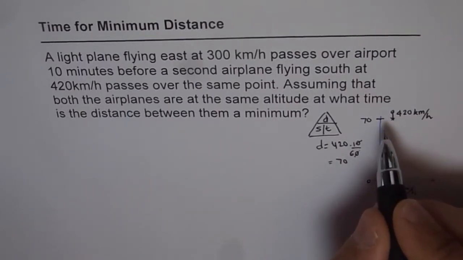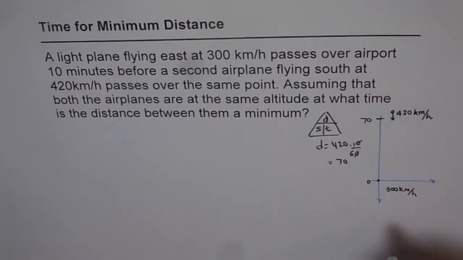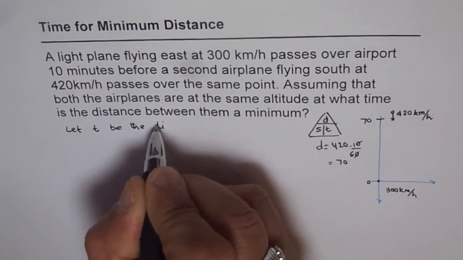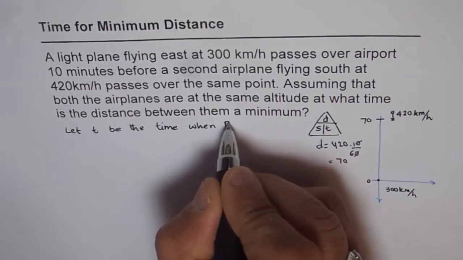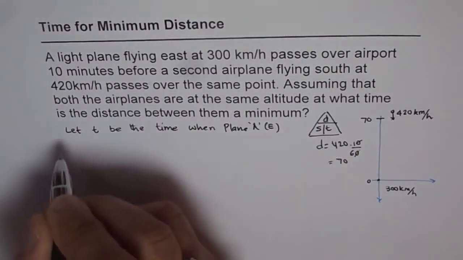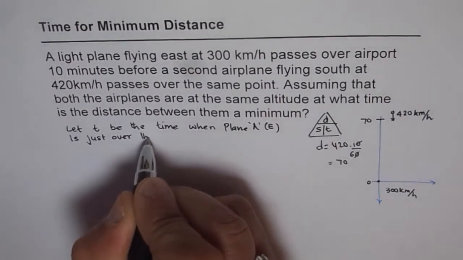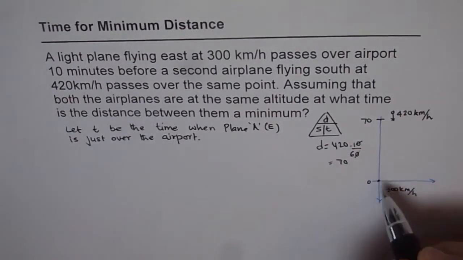Now let's say the time starts now. Let's define a variable t. So let t be the time when plane A, moving east, is just over the airport, right? We're starting from that time t. At that time, plane B is 70 kilometers away, north of this position, right?